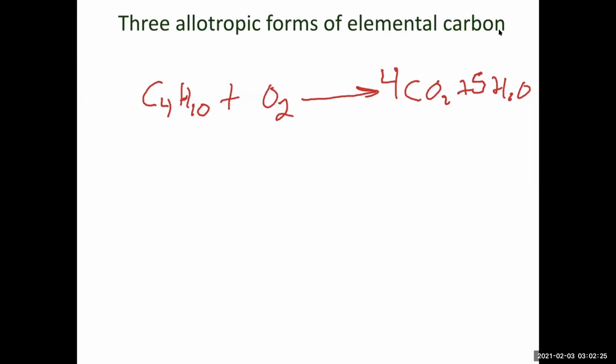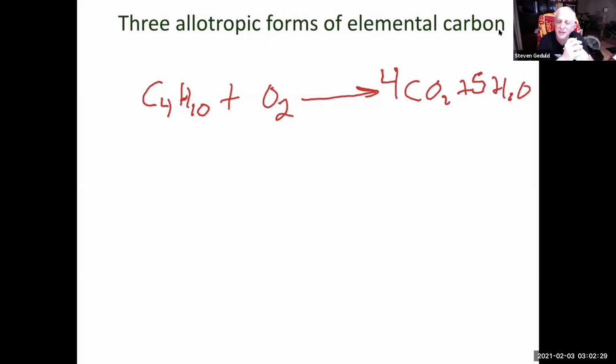What was the question? How many oxygens on the right-hand side? Oh, on the right. 14? Nope. Oh, wait. 8... 10, 11, 12, 13. Yeah, 13, right? There's 8 here and there's 5 here. So you got 13. Last time I checked, right? Yeah, it's 13. Okay.